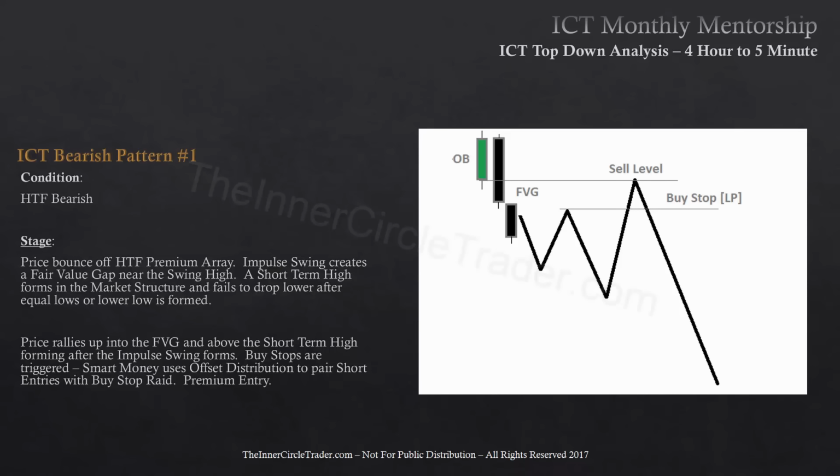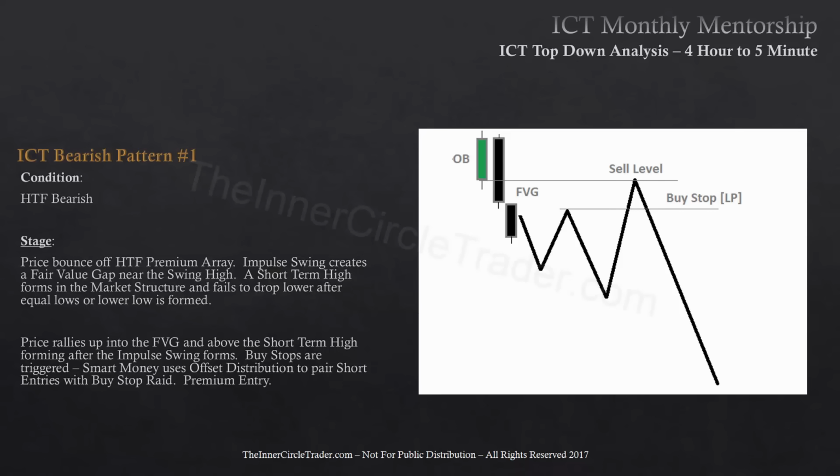All right, so again, this is another fair value trade or optimal trade entry. If you see a bullish order block and a fair value gap as price trades away, there's going to be ideally a short-term high in the time frame you're looking for in this pattern.